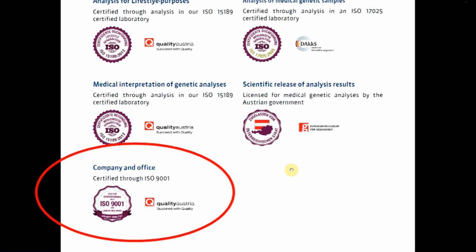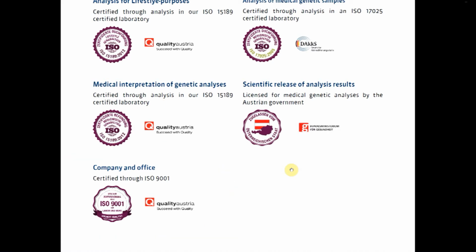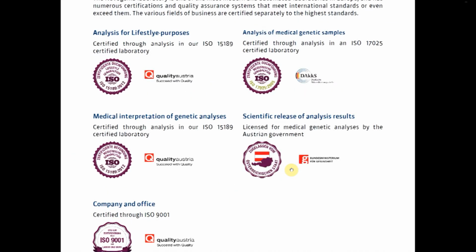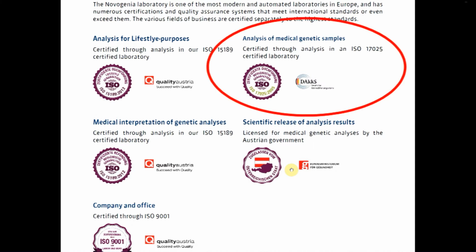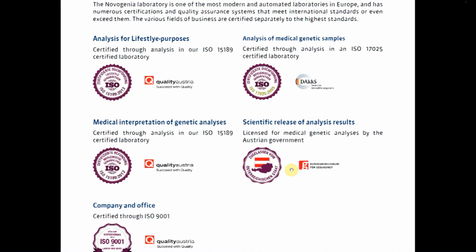This is all about document control, continual improvement, and so on. Then some of the medical genetic analyses are covered not by 15189, but by ISO 17025. It's similar to the ISO 15189, but yet again slightly different. So all processes are highly certified, audited not only by us, by our own quality management team, but also by some of the companies we supply, as well as government bodies and official certification institutions.